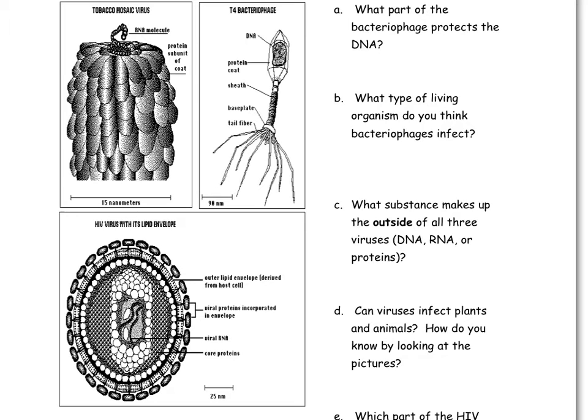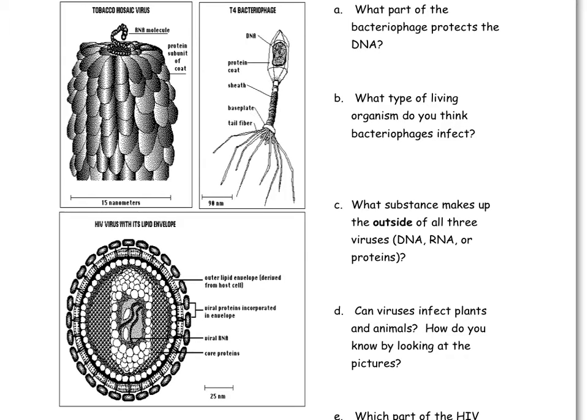We have one here, it's the tobacco virus, so obviously that would infect plants. We have something called a bacteriophage, which would be a virus that infects bacteria. And we also have an HIV virus, which we know HIV only infects animals.